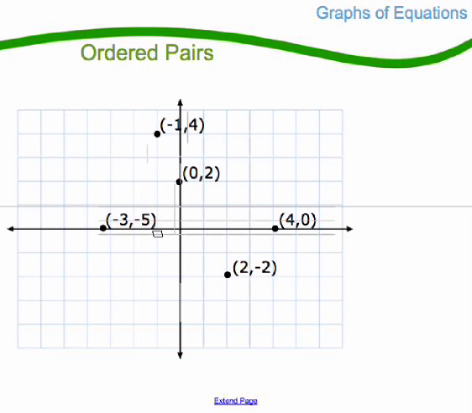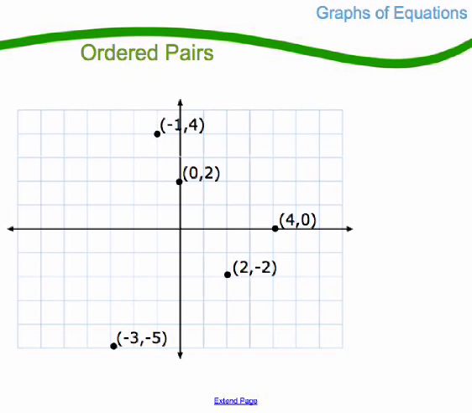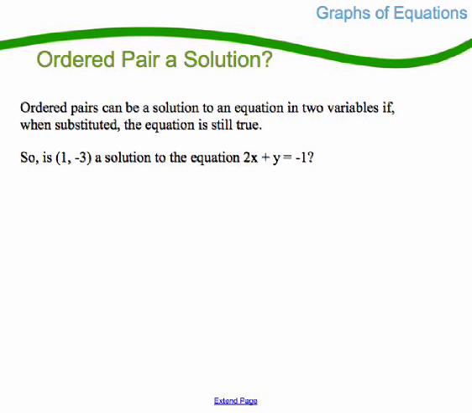Next one, 2, so I move right 2, down 2. There's my point. Next one, I move left 3, down 5. Right there's that point there. Okay, check yours, make sure that you got them right.